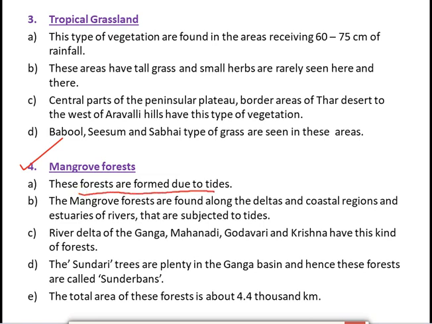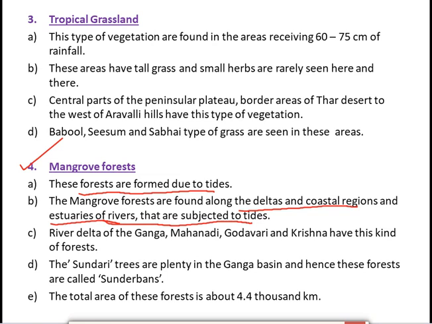In the second point, what we are going to read, the mangrove forests are found along the deltas, coastal regions and estuaries of rivers that are subjected to tides. So where can we get the mangrove forest? Along the deltas, coastal regions and estuaries of the rivers where we can see the tides, because they are formed because of tides, so obviously they are seen in these areas.